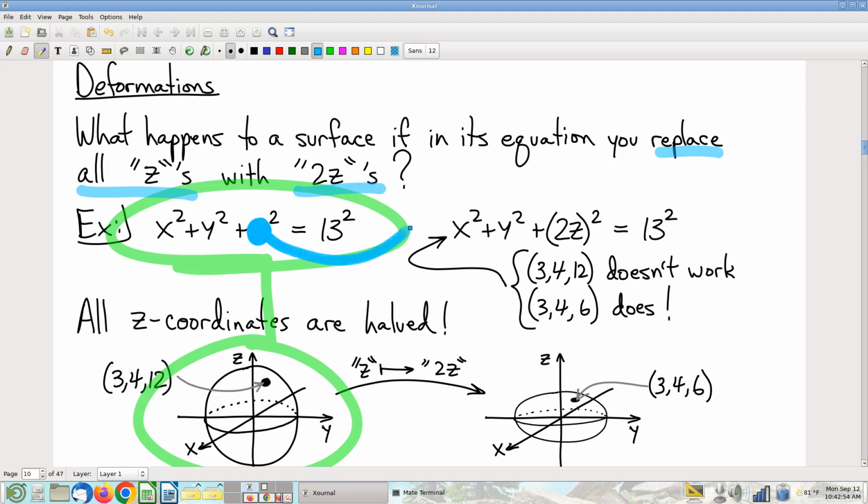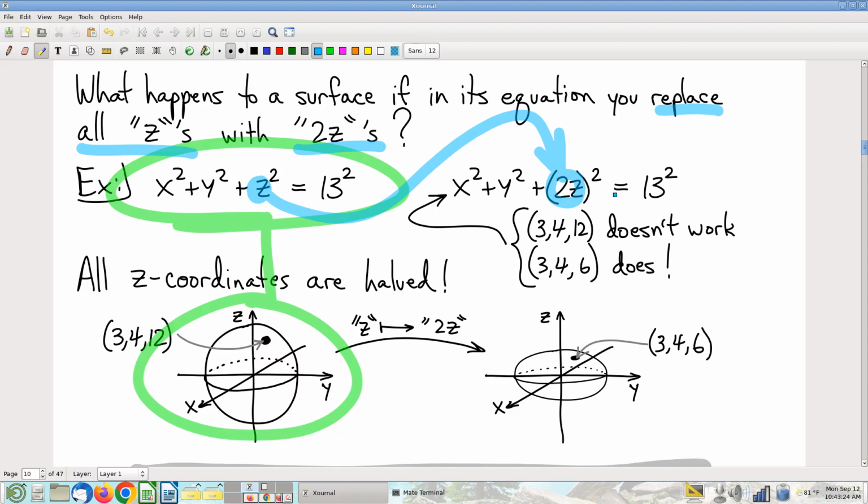This z, I'm just replacing it with 2z. So I just tweaked this equation. What did that do to the picture is the question I want to talk about. In what way does this tweak of algebra deform the picture? If I change the equation a little bit, it's going to change the solution set a little bit. So here's the way I like to think this through. Let's think about a point that we know works. This point right here, 3, 4, 12. You can plug that in and this equation works, no problem. The little Pythagorean quadruple is kind of fun.